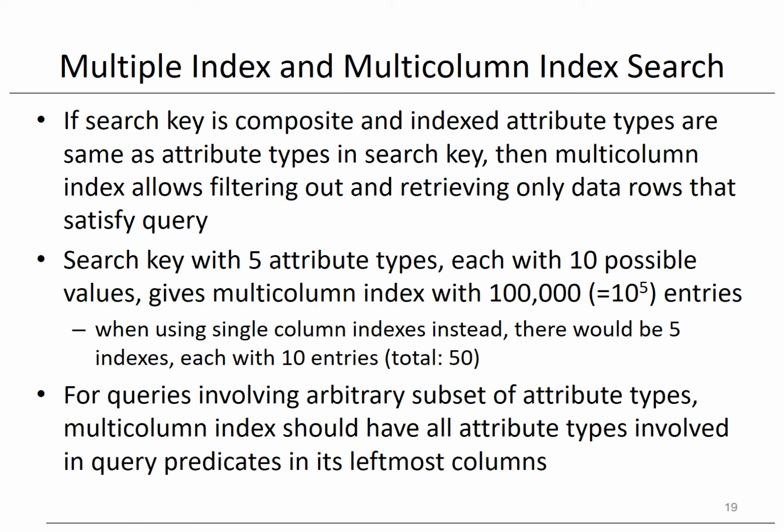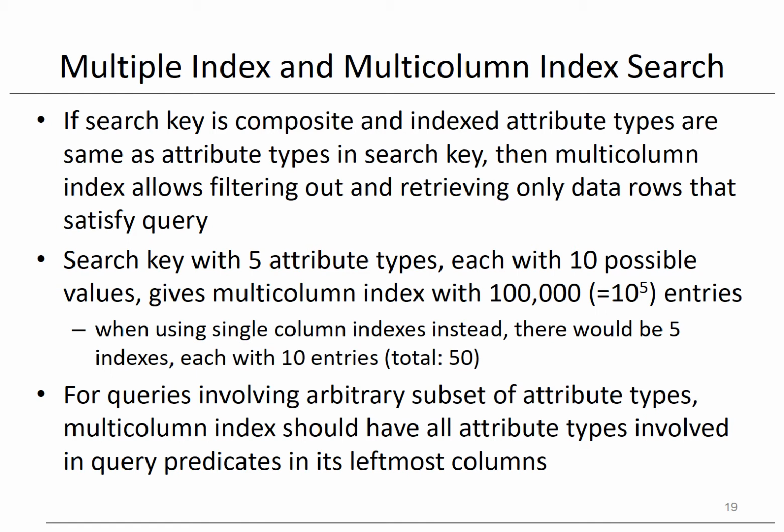If the search key is composite, a similar approach is feasible, but other options exist as well, depending on the availability of single column and/or multi-column indexes, which cover all or part of the attribute types that occur in the query predicates. If the index attribute types are the same as the attribute types in the search key, then the approach in the previous section is usually the most efficient. The multi-column index then allows filtering out and retrieving only those data rows that satisfy the query.